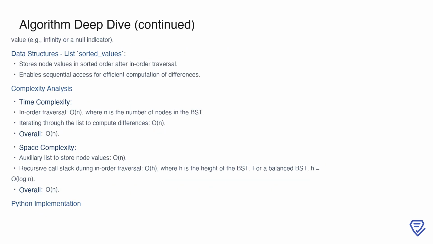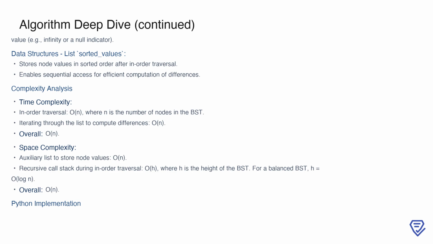It's important to note a few additional considerations. For instance, if the BST has only 1 node, there are no valid pairs to compute a difference, so the program must handle this explicitly. Similarly, if the tree is empty, no difference can be computed, and the result should indicate this, such as returning infinity or a null value. The list sorted_values plays a critical role here, as it stores the node values in sorted order and allows for sequential access, which simplifies the computation of differences.